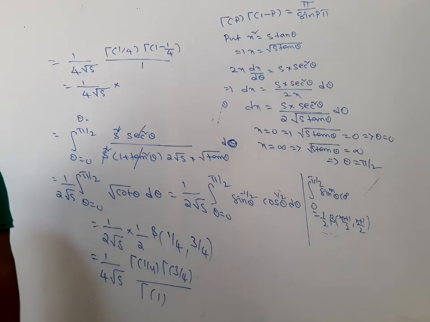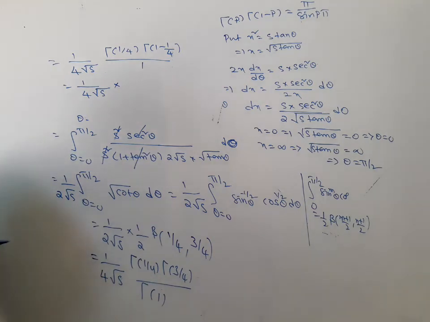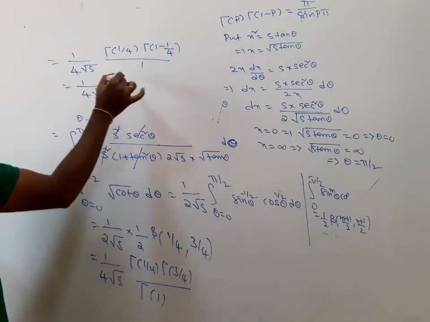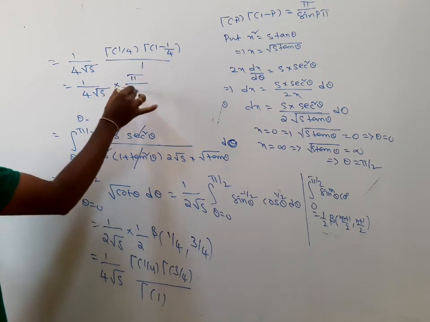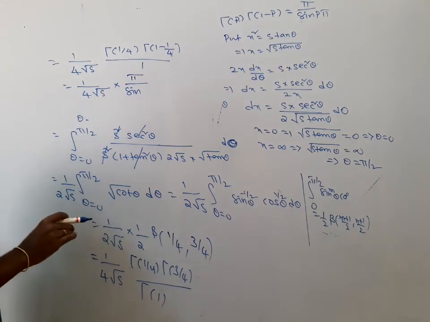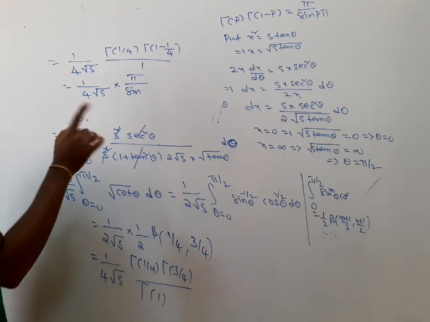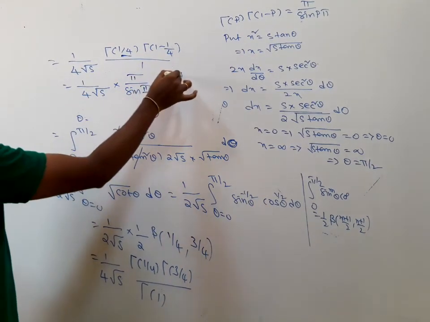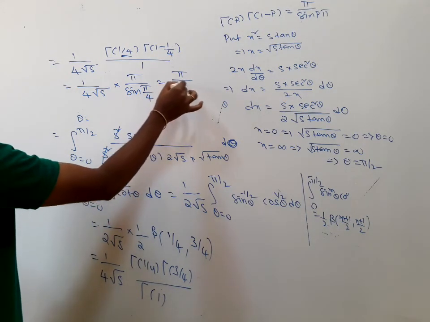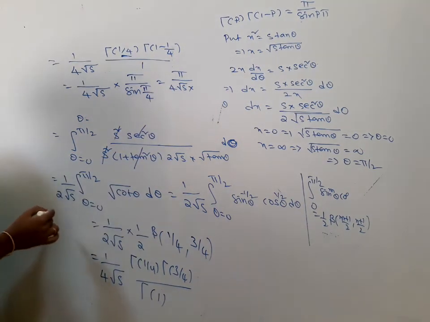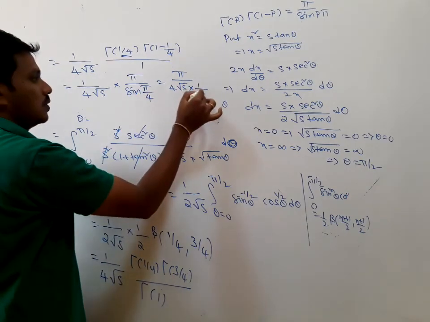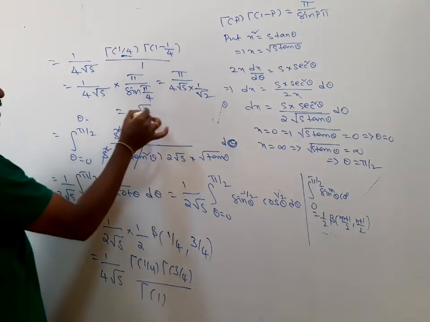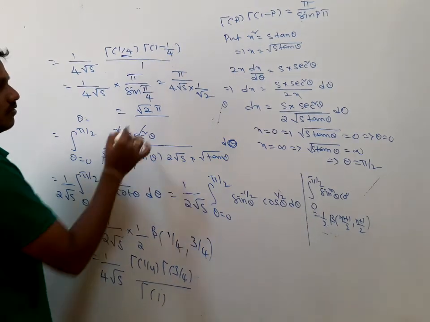So, pi divided by sin p pi. Here p is 1 by 4, so that is sin pi by 4. So we have pi divided by 4 root s into sin pi by 4, which is 1 by root 2. So it is root 2 pi divided by 4 root s.